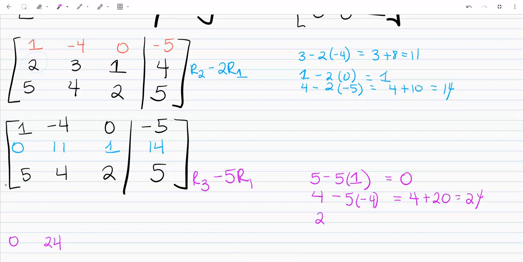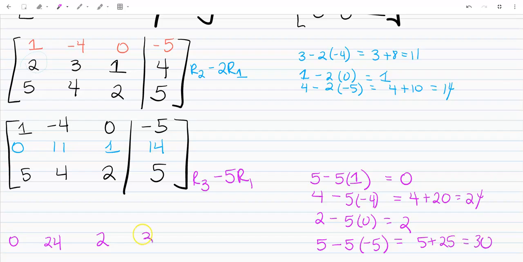Then we have 2 minus 5 times 0, which gives us just 2. And then finally, 5 minus 5 times negative 5, which gives me 5 plus 25, which is just 30. This is my new row 3.